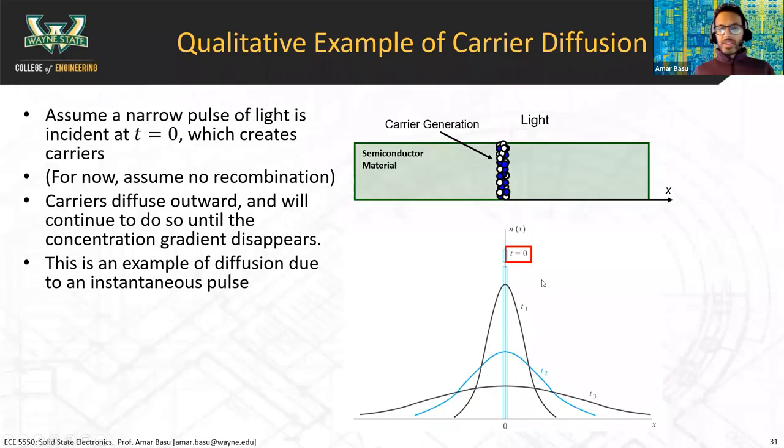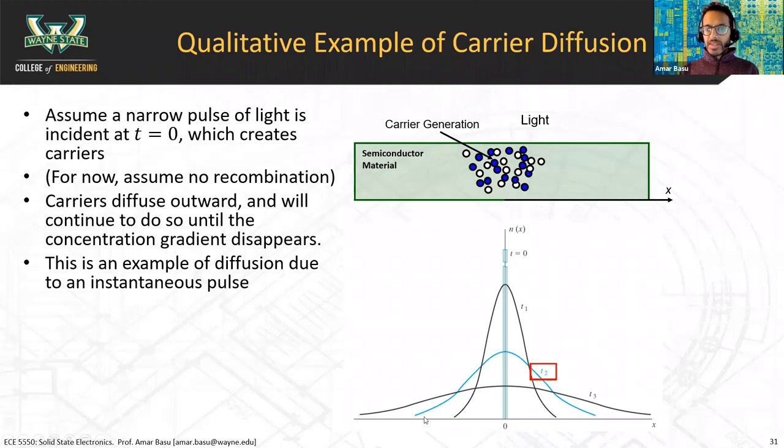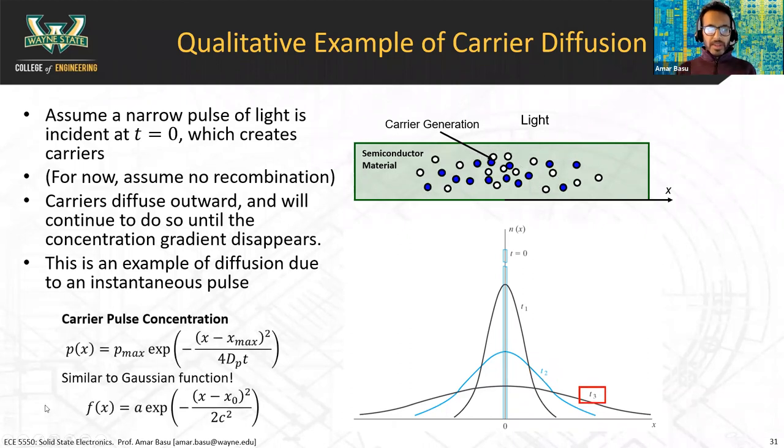Okay, so when we have a situation like this, just one detail I want to add is that initially it looks like a column of light, like a step function, but when diffusion starts to happen, you'll see that the profile starts to look more like a bell curve. T1, T2, T3, you can see that these all look like bell curves, just with the width increasing over time. And so this carrier pulse concentration is actually given by a Gaussian function.